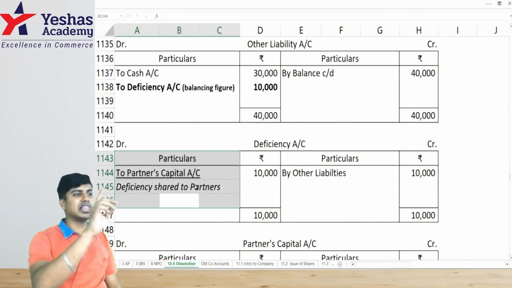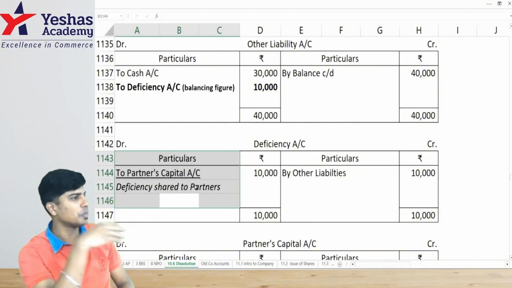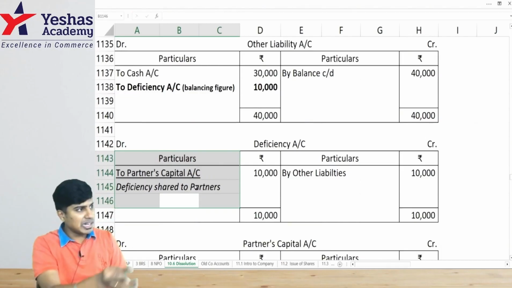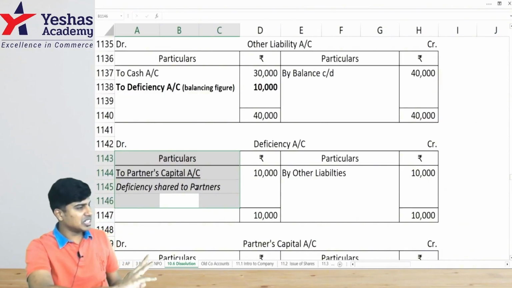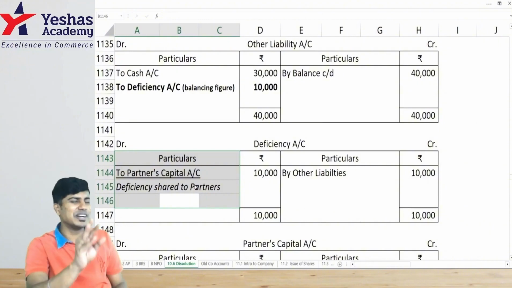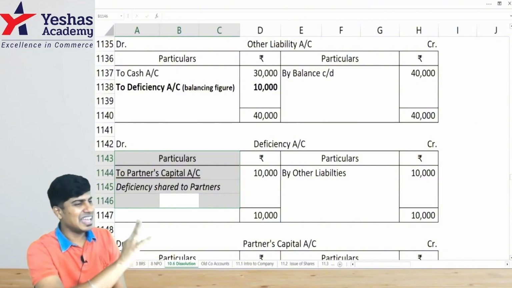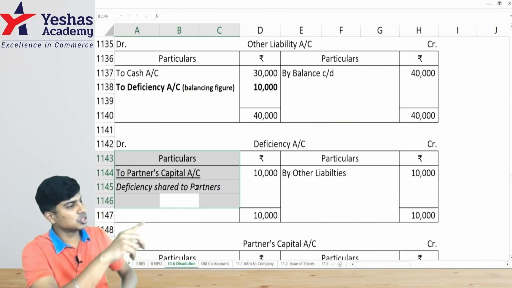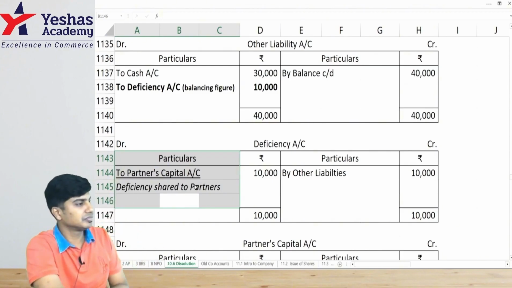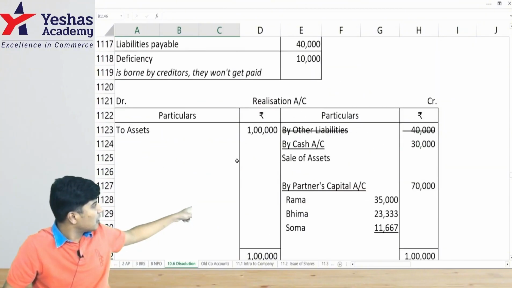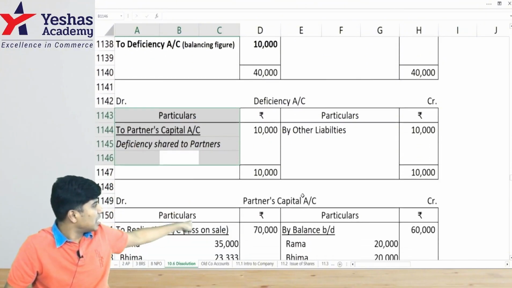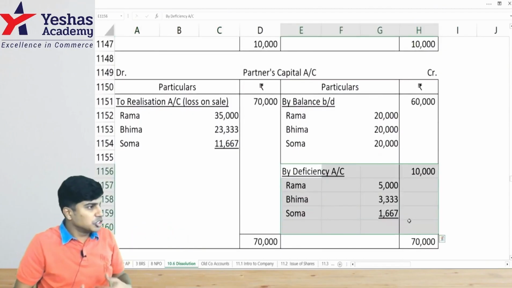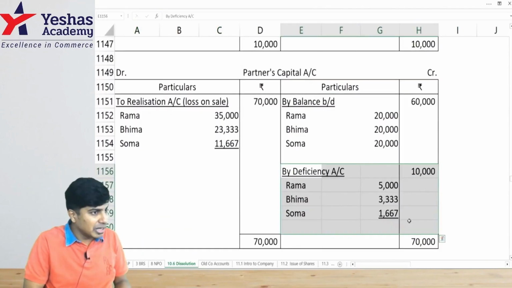I'll repeat: transfer all the assets to realization. Liabilities, open a separate ledger. Cash account, you close it by transferring the cash balance to deficiency. In deficiency, close the cash account by transferring the balance to liability. Liability, to the extent you don't pay, that will be deficiency. That deficiency should match with the deficiency in capital. You wrote this realization profit or loss, that you will transfer to partners' capital. In partners' capital, there is a shortage, that they should bring in cash, but they can't bring it.